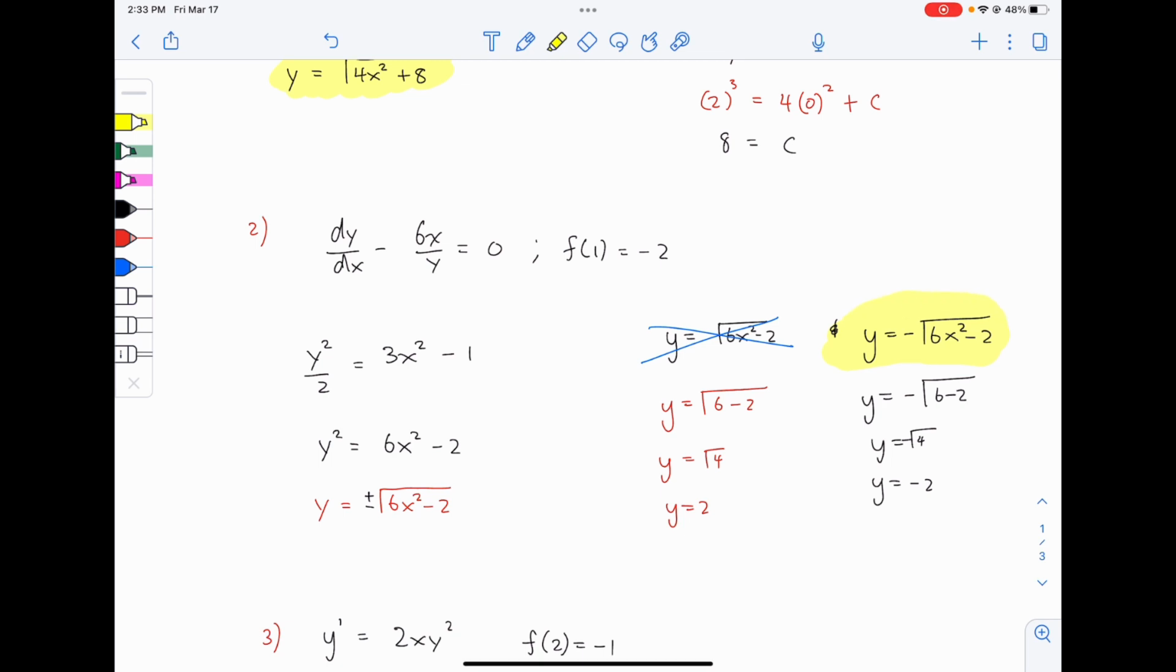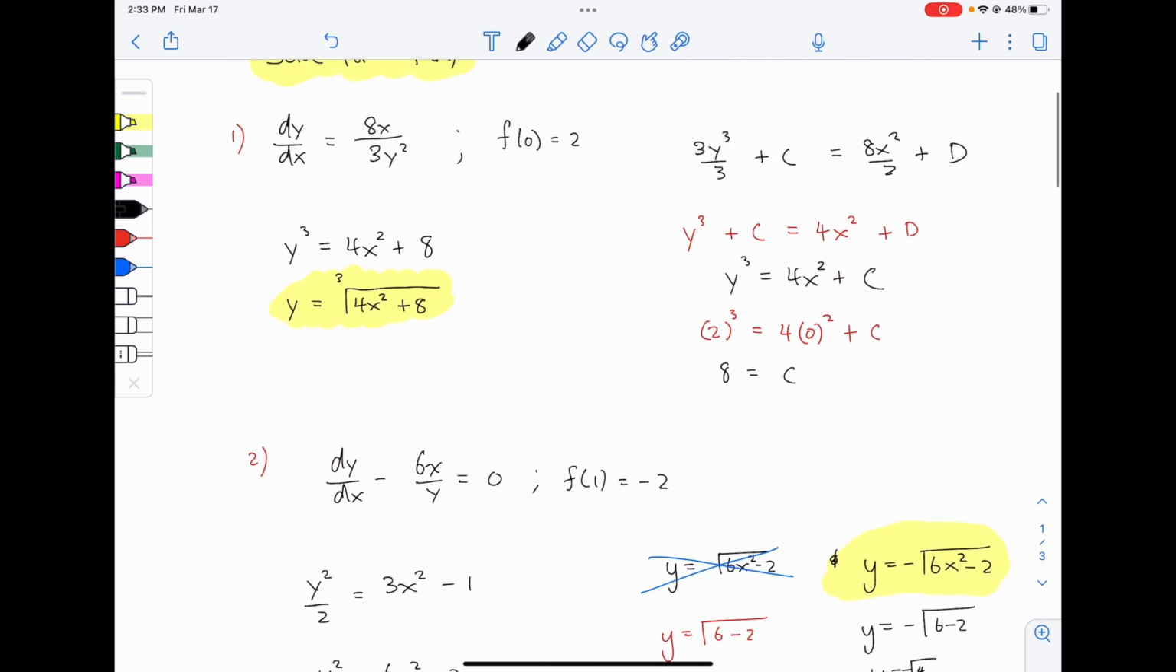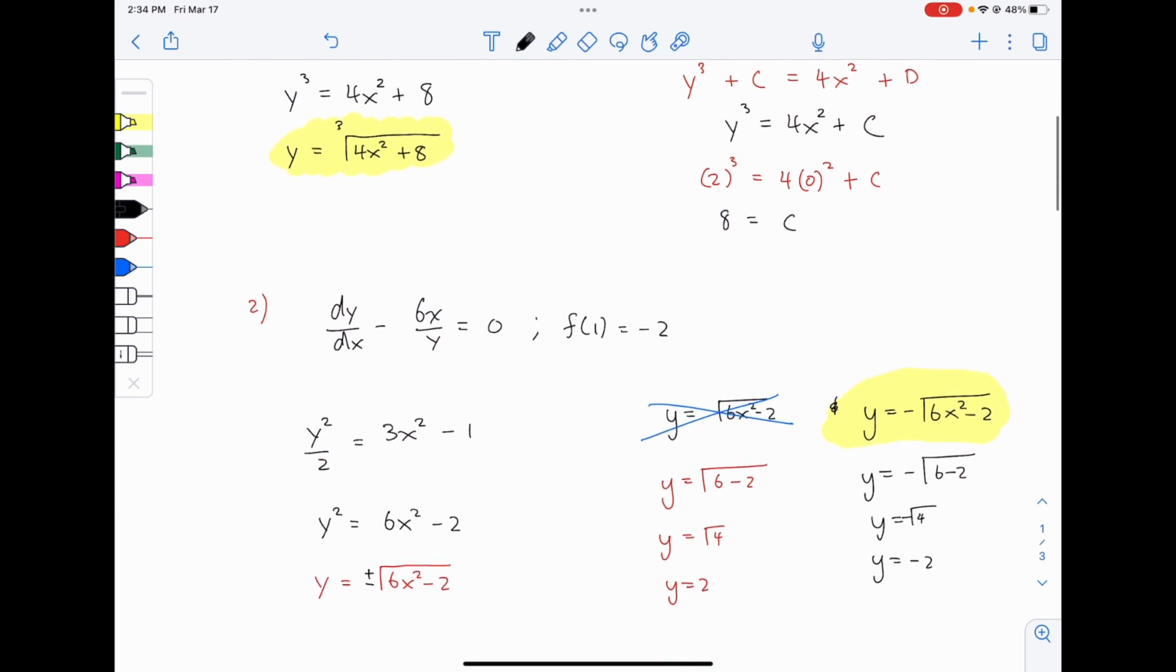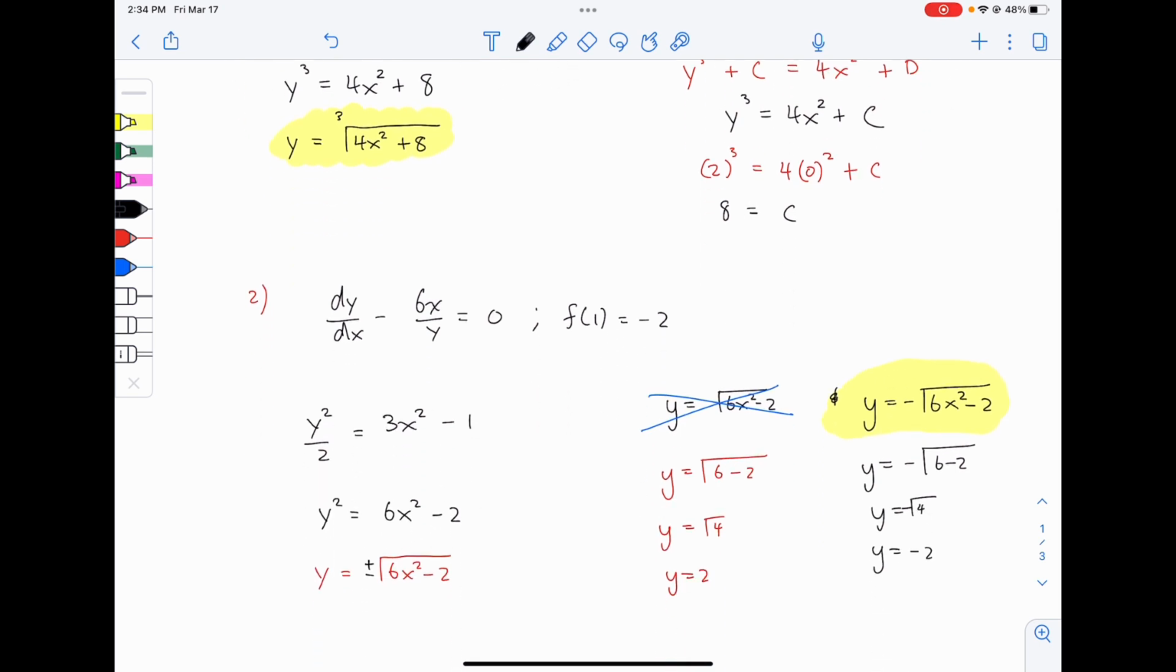Some of you might be wondering, well, why did we not check for this over here? And to be honest, you could check if you want, but because I took the cube root of something, I know that I don't have to check, because there's not a solution that won't work if you have an odd root, whether it's 3, 5, or 7. This is always going to work. Whereas if you have an even root over here, you need to understand that there's a positive and a negative, and you're going to have to double check.